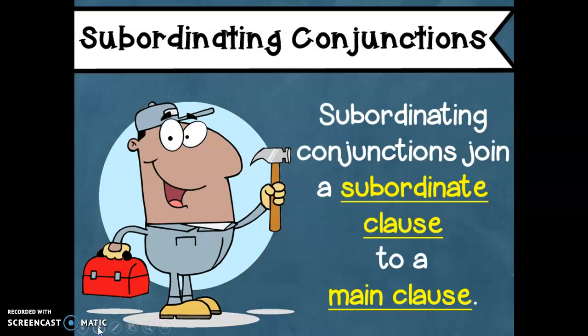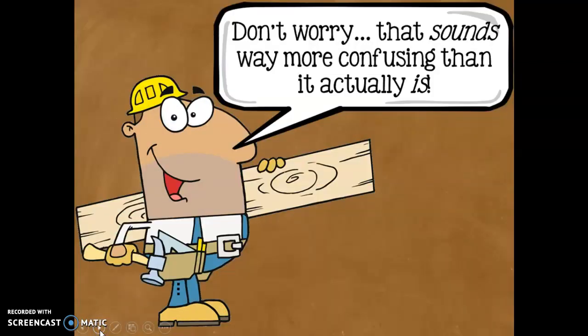Subordinating conjunctions join a subordinate clause to a main clause. And remember that a main clause is basically a sentence. It means it could stand alone. We had talked about joining two clauses or two words together when we were talking about coordinating conjunctions. With subordinating conjunctions, we're going to join a main clause, a sentence that can stand alone, with a subordinate clause. Again, it sounds like it could be really confusing, but it's actually a little bit easier than you think.